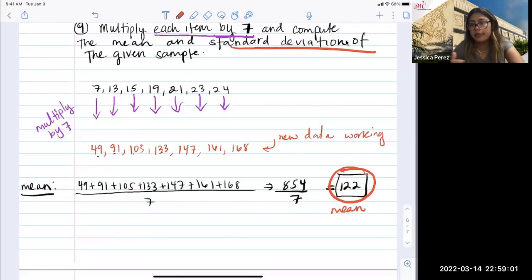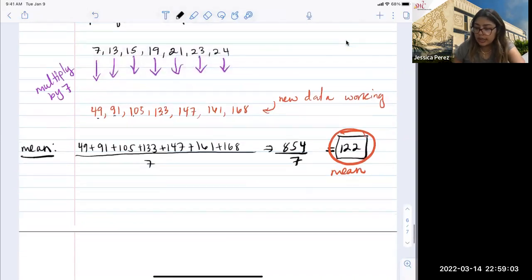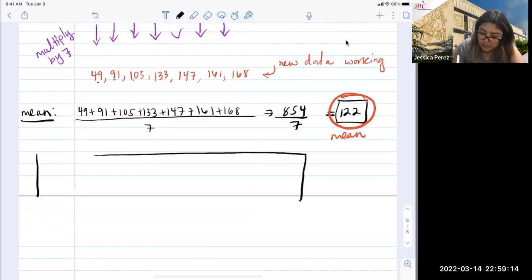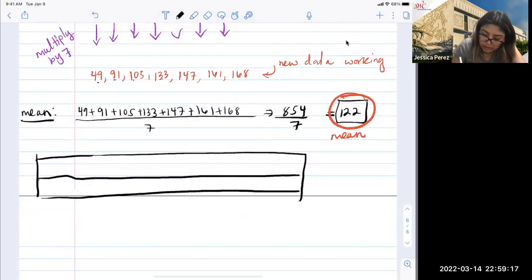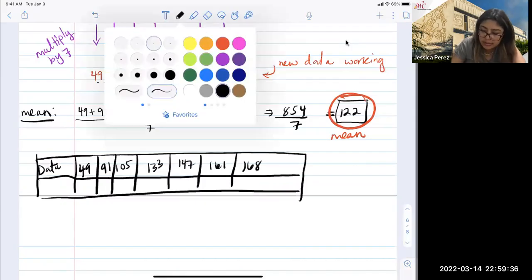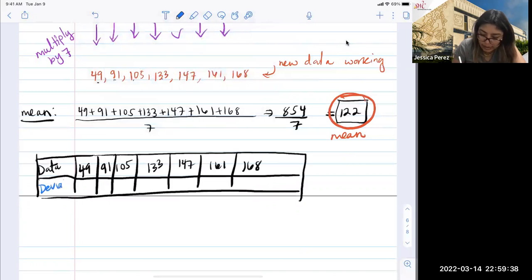So I have to do all of those steps again. The good thing is that I found my mean. I have to find the deviations. So step 2. I have my data, the data values. Remember, your numbers are 49, 91, 105, 133, 147, 161, and 168. Now the deviations, that's what I care about.